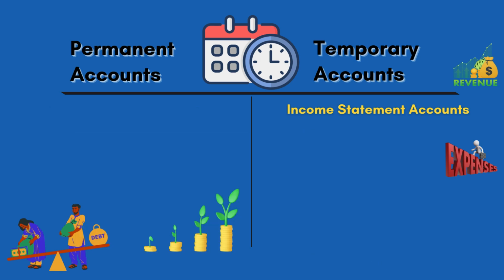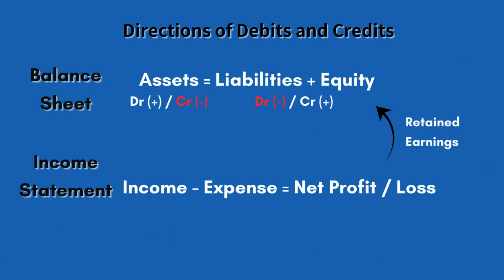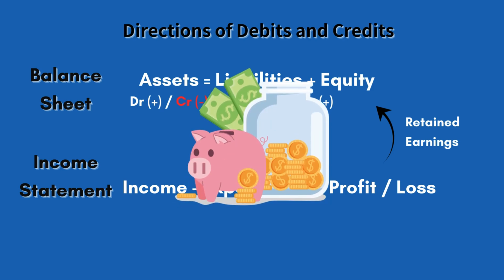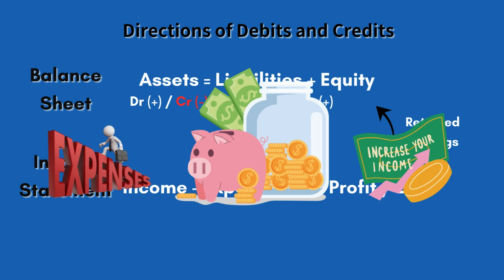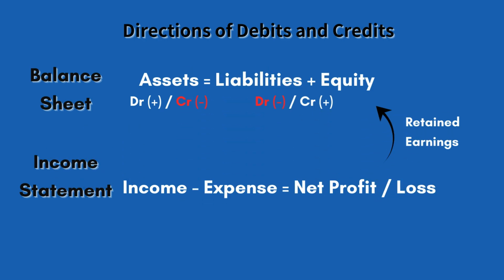Now, imagine retained earnings like your personal savings. What increases your savings? Your income. What decreases it? Your expenses. So, income and expenses work the same way, and fall under equity.